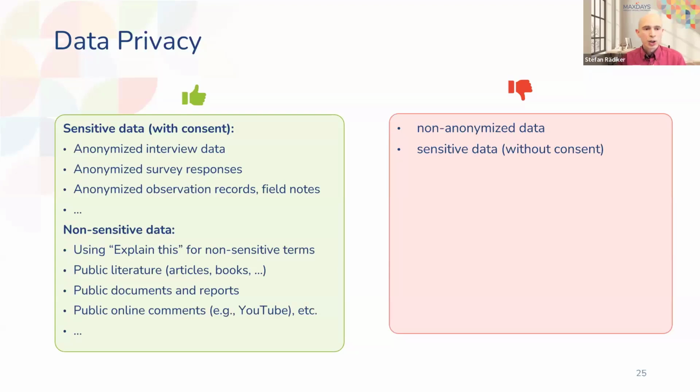We can use AI Assist for public literature. There is always the question: if I have access to the data, to the articles, to the books, then I can process it with AI Assist. This is also true, of course, for public documents and reports and for online comments, which are public too.